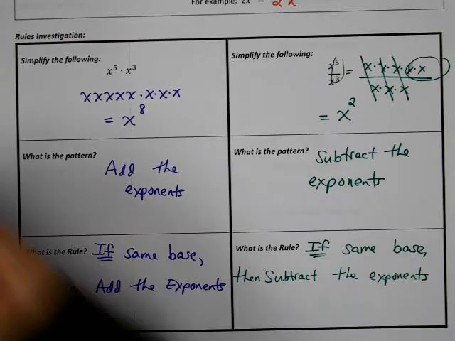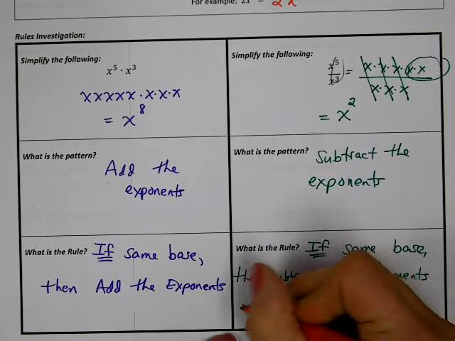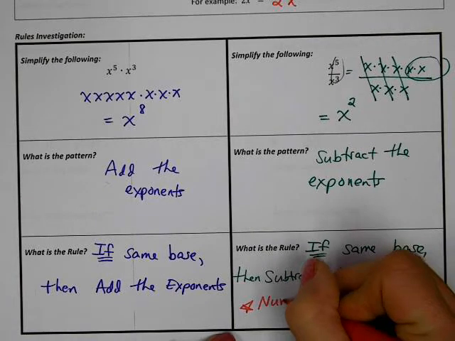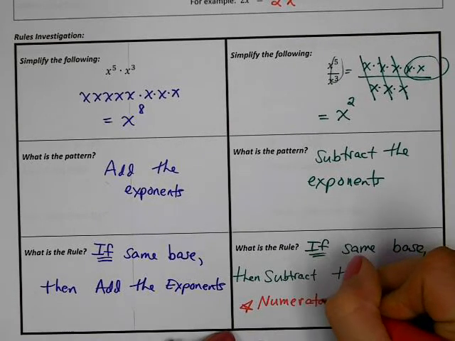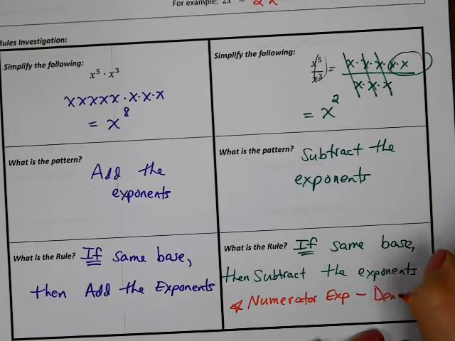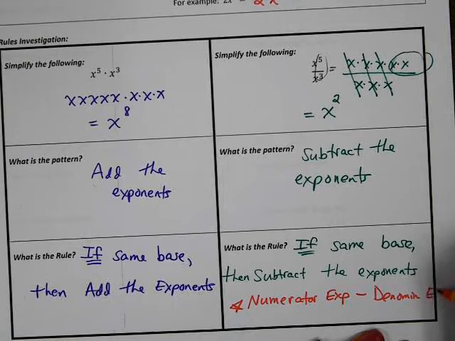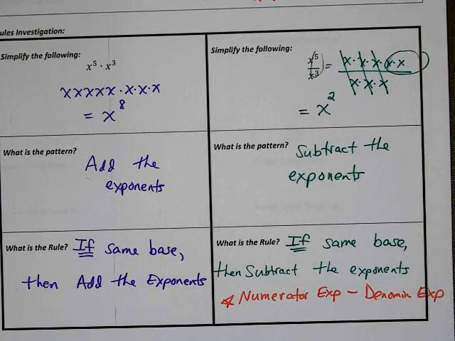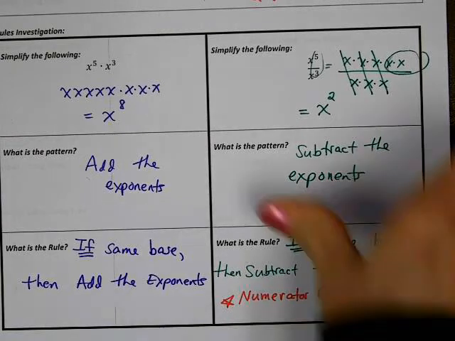Does it really matter if I do 5 minus 3 or 3 minus 5? Absolutely. So maybe we should put a little red star here. It's the numerator exponent minus the denominator's exponent. Make sure you do it in the right order. The top minus the bottom. We're going to practice this a little bit and then you're going to do some.